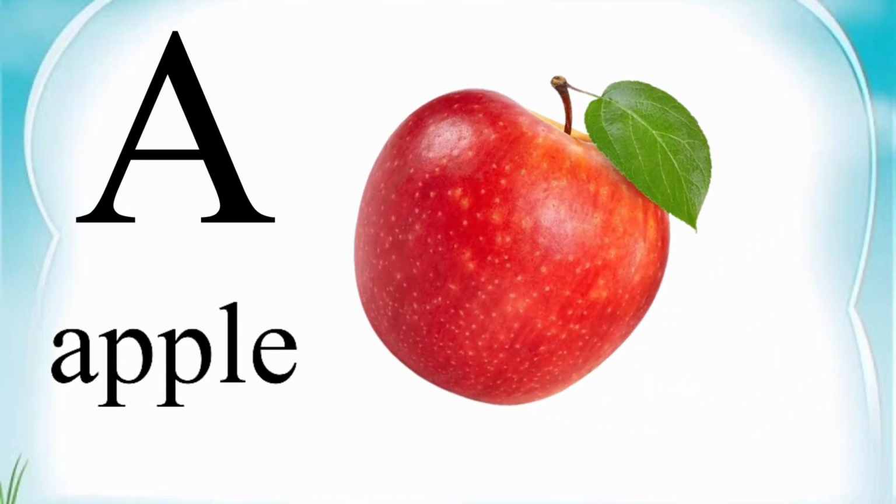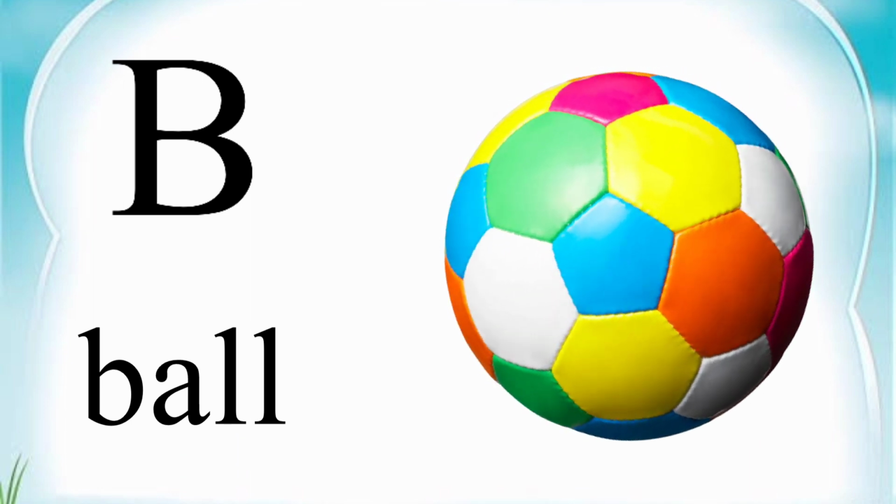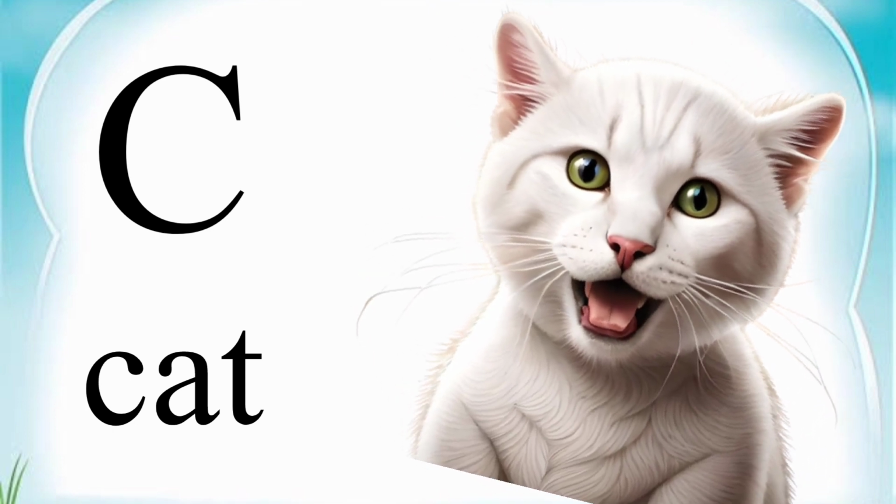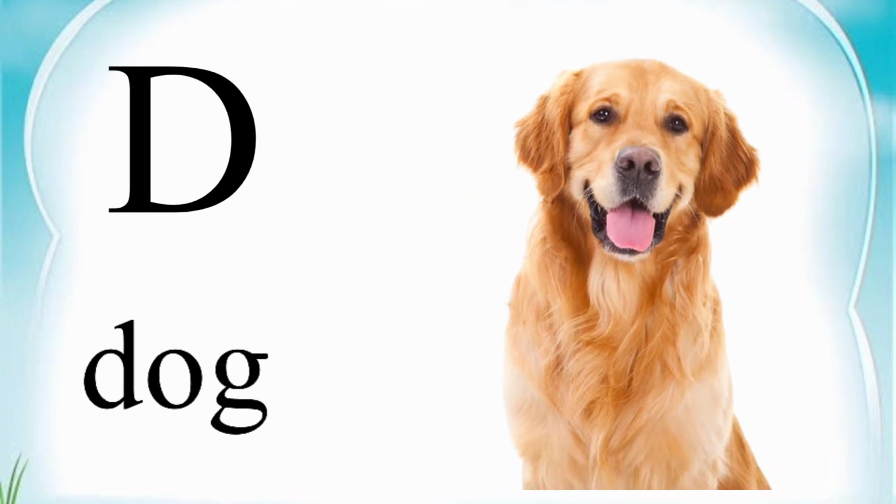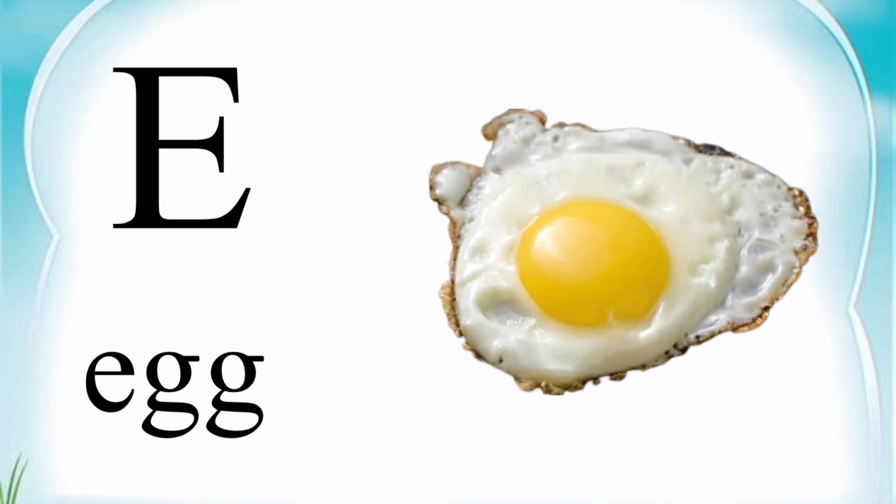A is for apple, apple. B is for ball, ball. C is for cat, cat. D is for dog, dog. E is for egg, egg.